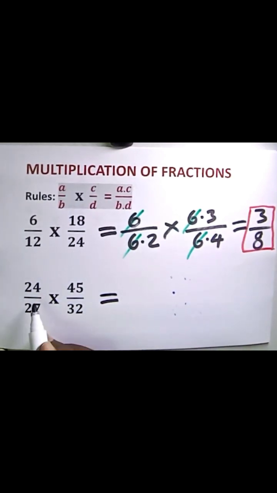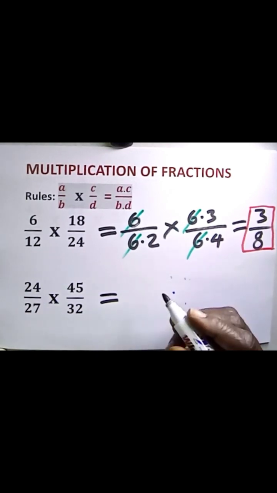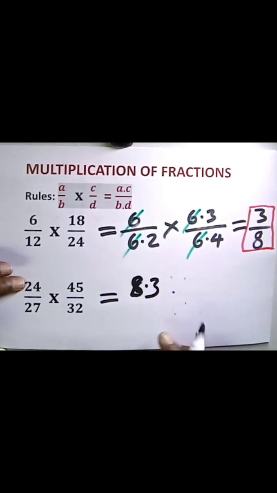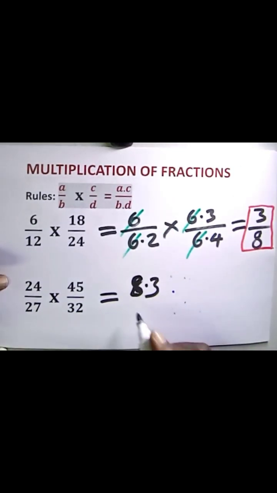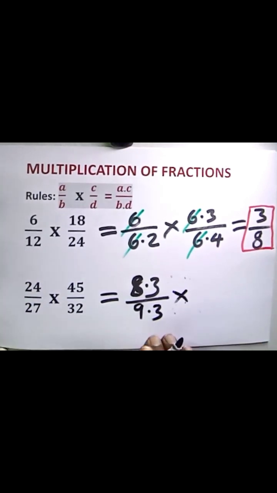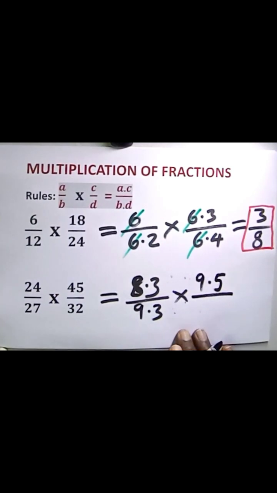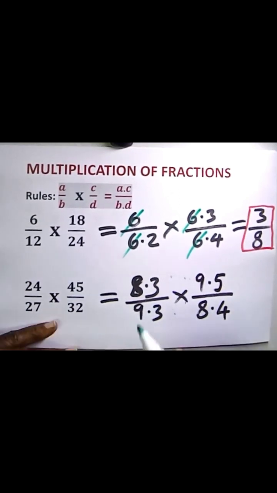So you can see that 24 can be expressed as 8 times 3. Do you agree with me? Yes, it's the same thing. 24 is 8 times 3, while 27 is 9 times 3. Now we are multiplying this by 45, which is 9 times 5, while 32 is 8 times 4.